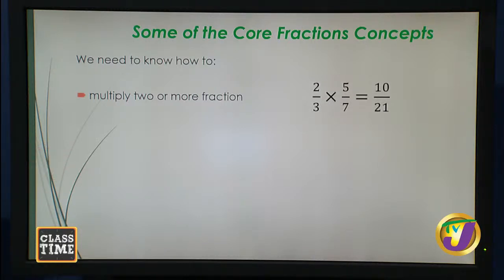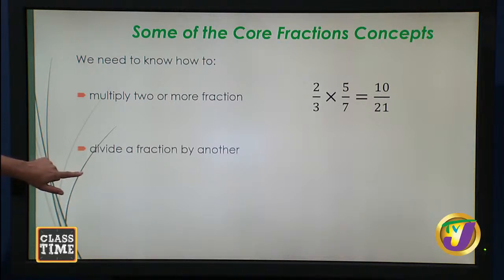Okay, so when we are multiplying fractions, this is one of the easier concepts for most students because we just go ahead and multiply the numerators. So in this case, we would have 2 times 5 to get our new numerator of 10, and 3 times 7 gives us 21. So we don't need to find any equivalent fractions for multiplication. That's fairly simple for most persons.